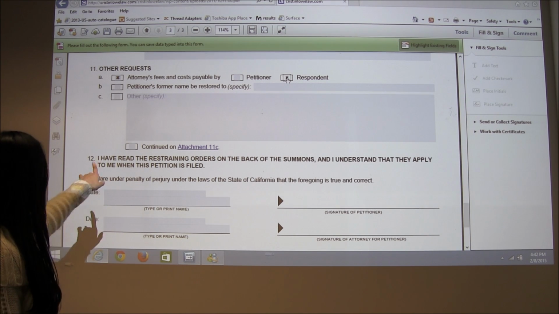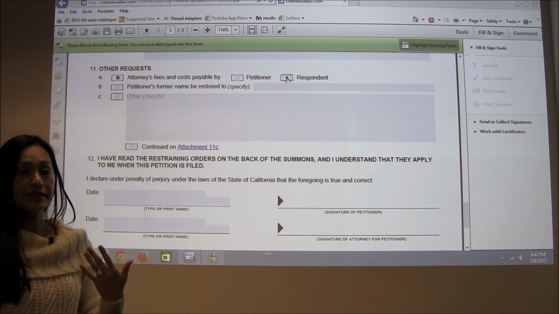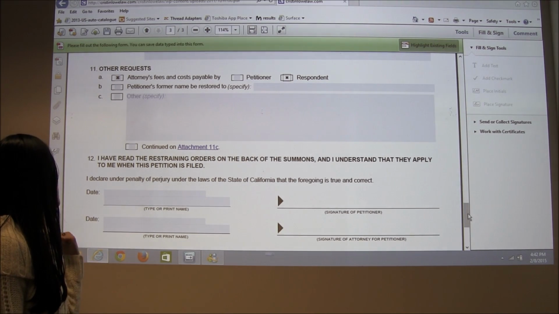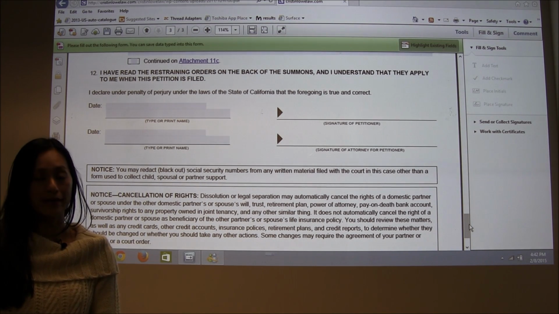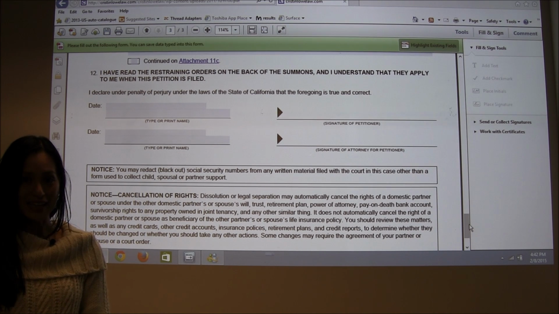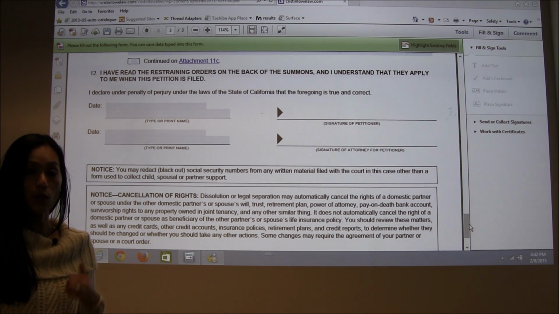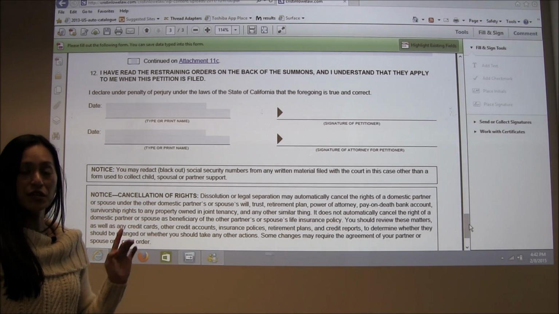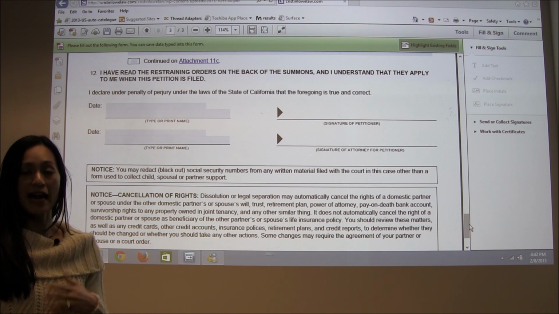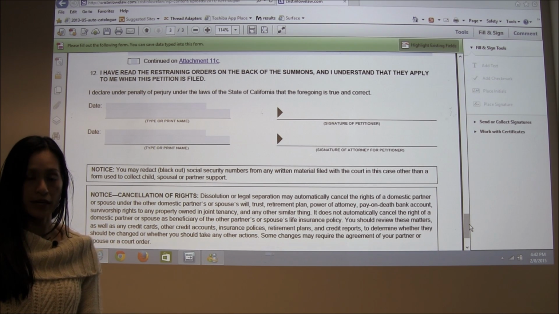All right, so number 12 is very important. You don't have to actually fill anything out, but you do need to read it, which is I have read the restraining orders on the back of the summons, and I understand that they apply to me when this petition is filed. Well, we're going to get into that in a more in-depth discussion when we go over Form FL-110, but for now what you have to understand is by signing this petition, you acknowledge that you are under the ATROs, or the Automatic Temporary Restraining Orders.